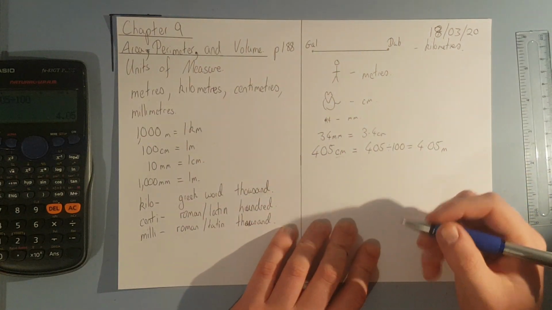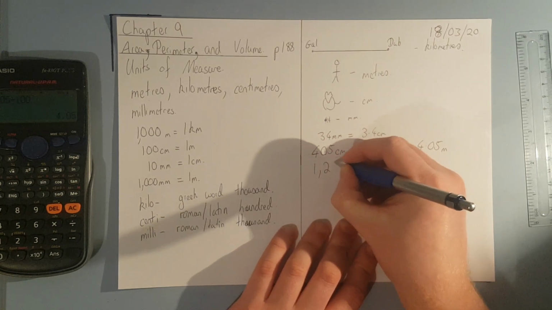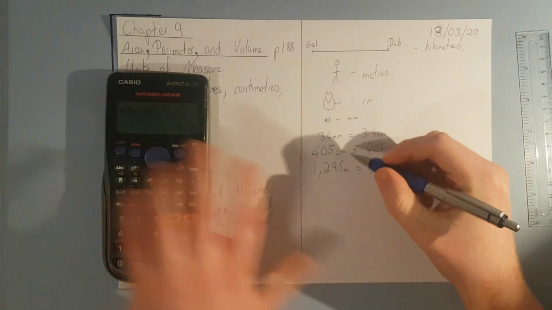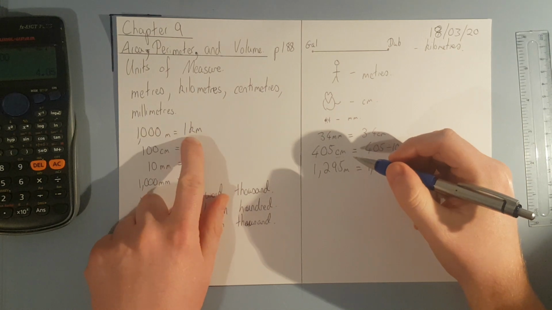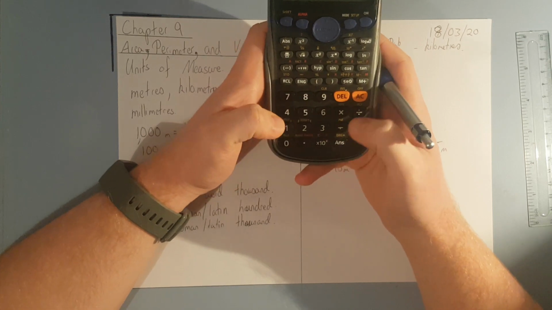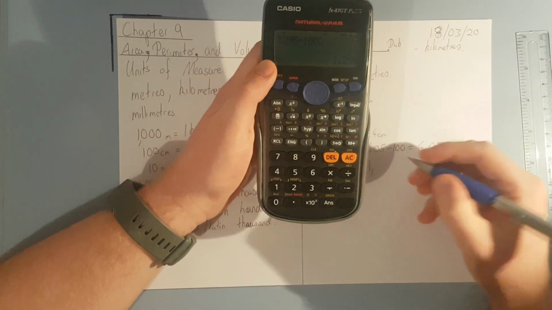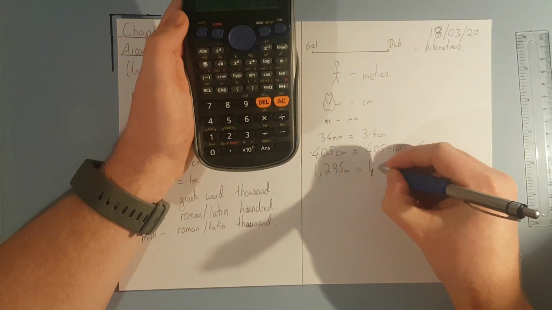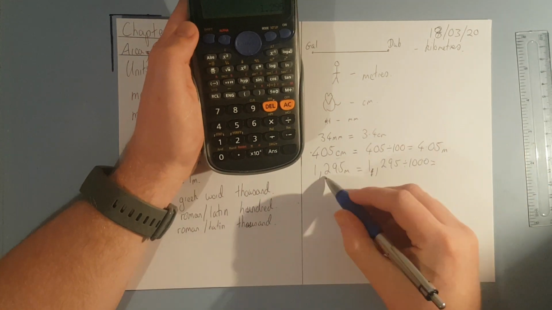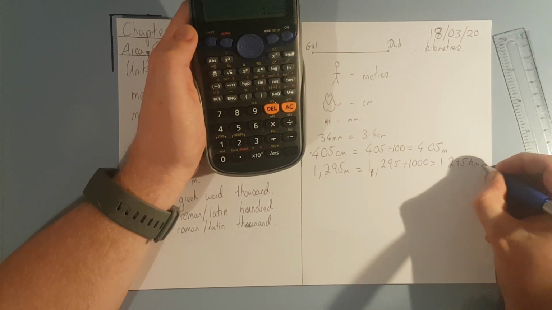Similarly, if I had, let's say, 1,295 meters, and I wanted that in kilometers, again, I'd go, okay, 1,000 meters is 1 kilometer, so 1,295 divided by 1,000. So from meters to kilometers, that gives me 1.295 kilometers.